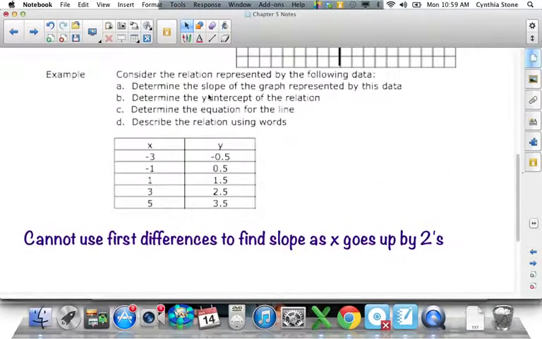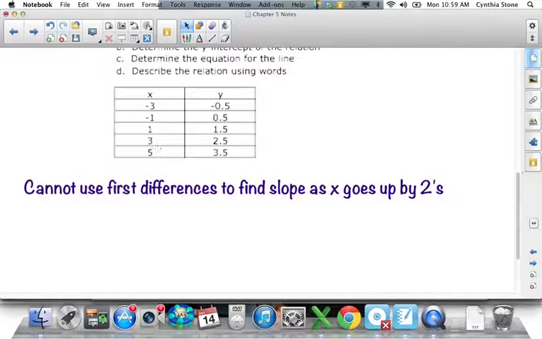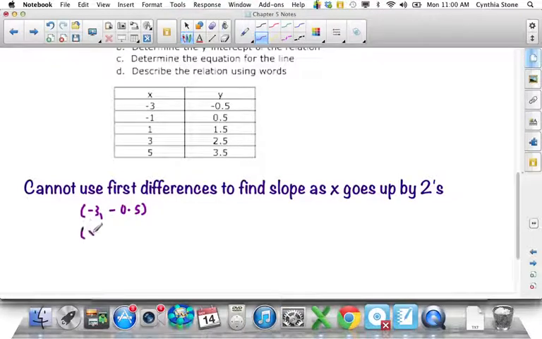All right, so how am I going to do it? Well, you have to keep in mind that when you look at a table of values, I'm looking at data points, right? So one of my data points is minus 3 and minus 0.5. And that really could be my x1, y1. And I've got another data point, and I'll take the second one, and I'll say minus 1 and 0.5. Well, that could be my x2, y2.